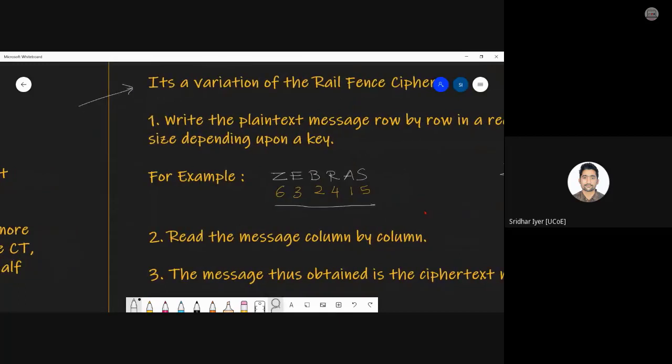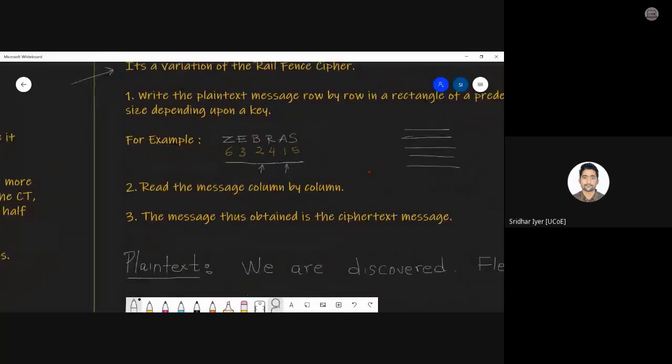And the jumbling up of what we are doing over here is what we call the computation. Fine. Am I clear? What we need to do is first write the plain text message row by row in a rectangle of a predefined size based upon a key, and then read the message column by column. So when we encrypt it, we are going to read this column first, then this, and so on.